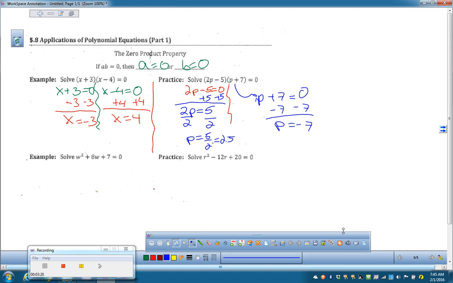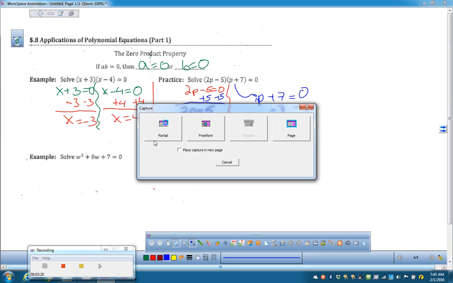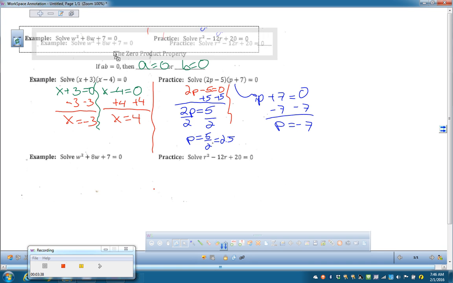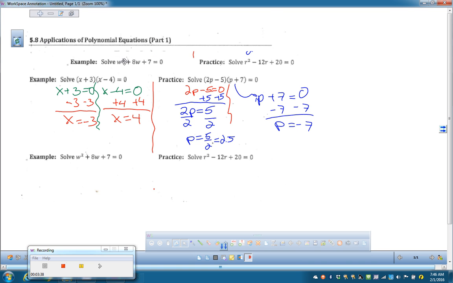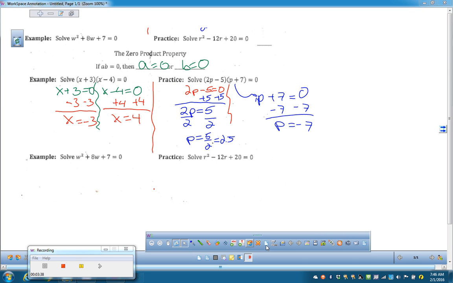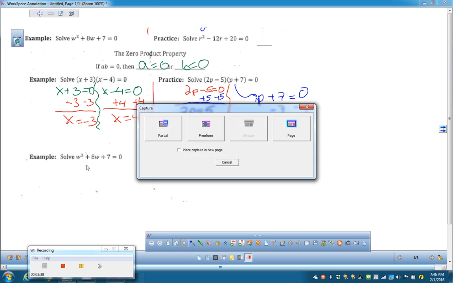So the next thing that you have to do is using the same property. Well, I wanted to put that in a new page. I didn't want to. Let's go back. How do I do that? Place capture in new page.